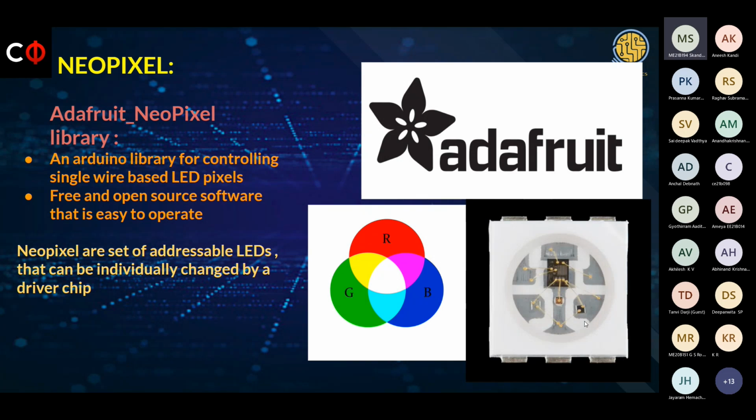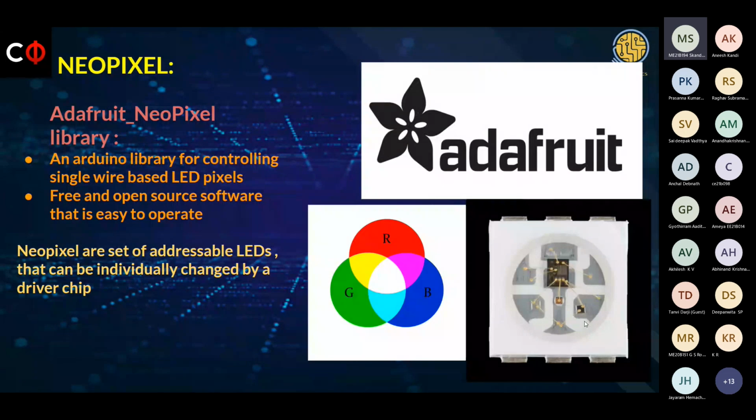So what are NeoPixels? NeoPixels are a series of RGB LED pixels, RGB as in red, green, blue, which are three pins internally connected to a wire. All these LED pixels are interconnected by a single wire, all of which can be controlled individually. And the NeoPixel as a whole requires a delay for its proper functioning. And this individual addressing process requires a driver chip.